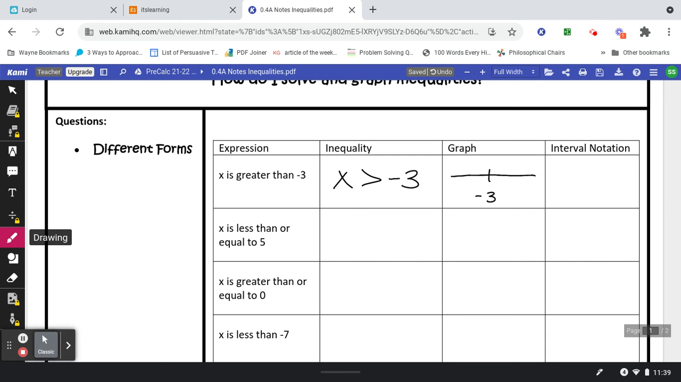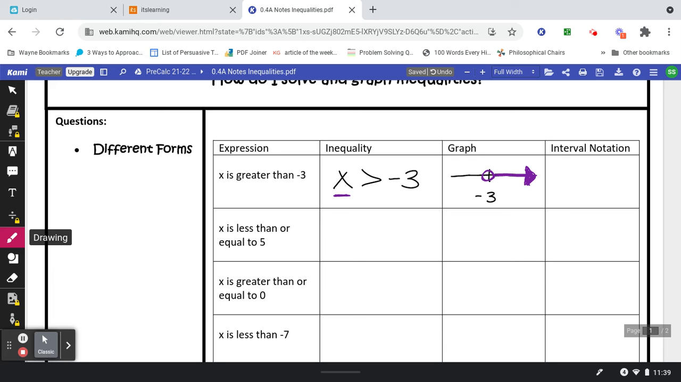So if you remember, a greater than or less than symbol is going to have an open circle. And then as long as the x is on the left-hand side, it comes first, the arrow will tell you which direction to point. So we're going to shade everything to the right. That makes sense because numbers greater than -3 would be -2, -1, 0, all the way to the right.